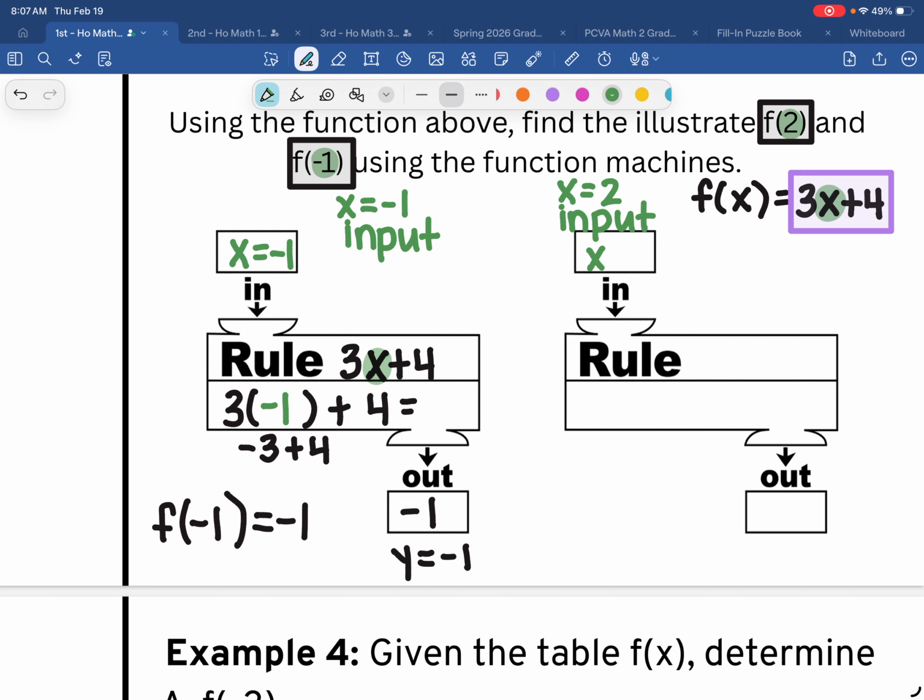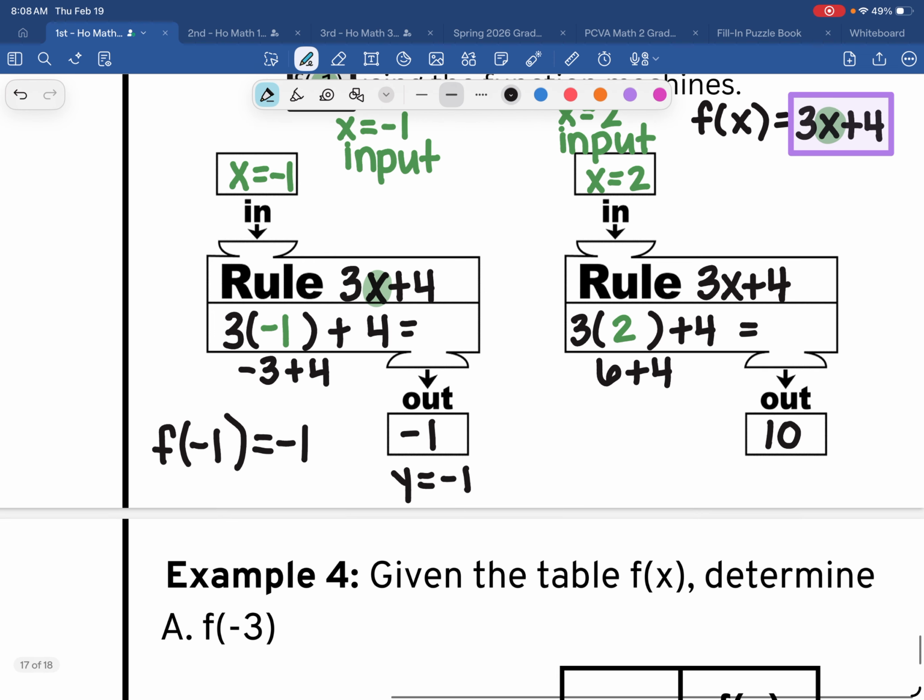So if I input the 2 into that rule, that function, remember the same rule, the same f of x that was given. This is going to be 3, and we're going to take the x out. I'm going to put a placeholder so I know what I'm substituting, and I'm going to substitute in positive 2. Then I evaluate. 2 times 3 is 6 plus 4. That gives me an output of 10. So I now know that I have a y value of 10, so I can say f of 2 equals 10.